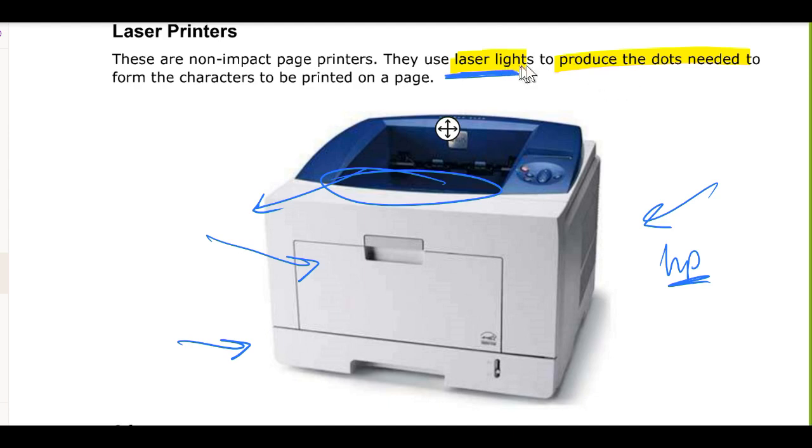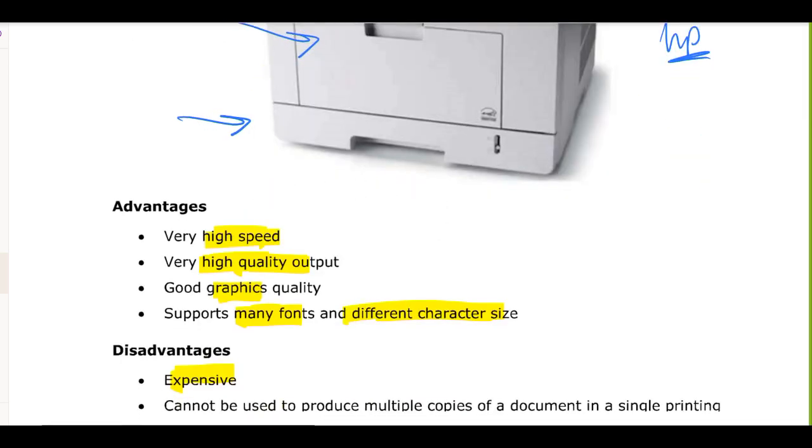So they use laser light to produce the dots that are needed to form characters that are going to be printed. So laser light is the one that sets the toner so that it's transferred from the toner to the page and it is printed. So the major advantage of these printers is that they have high speed, high quality output, high quality graphics, and many fonts can be printed at different sizes.